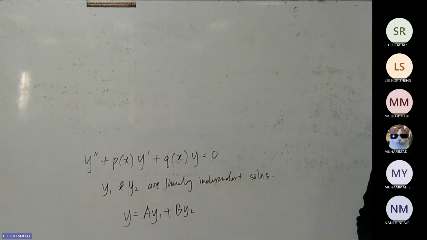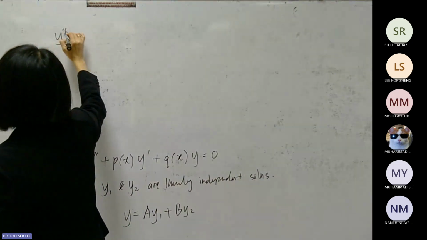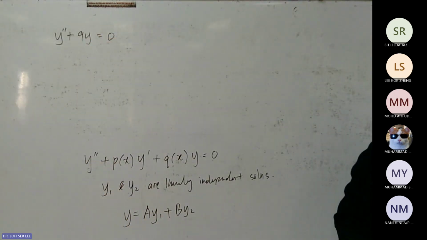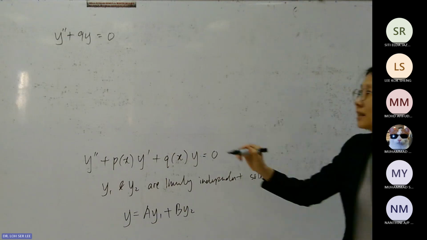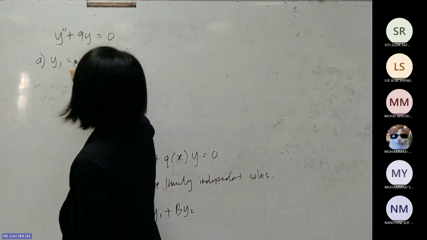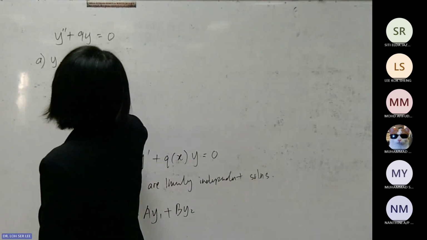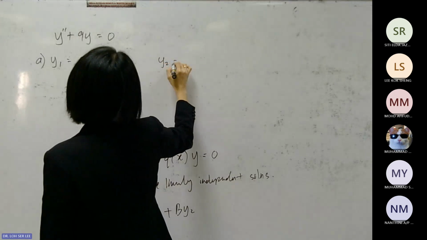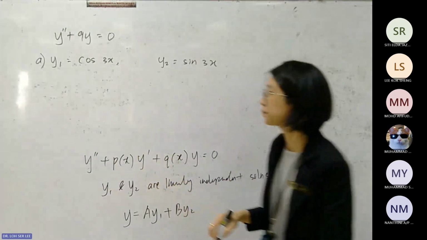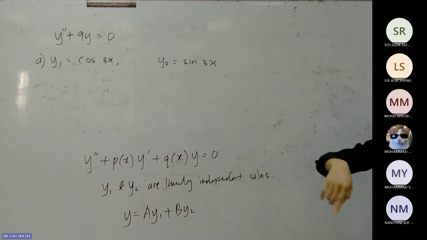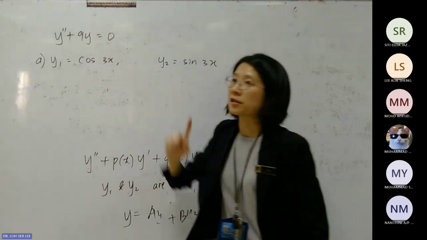Okay, exercise. y double prime plus 9y equals 0. Question A, show that y1 and y2 are solutions of the differential equation: cos 3x, sin 3x. You refer to the slide. Question A is show that y1 and y2 are solutions to the differential equation.